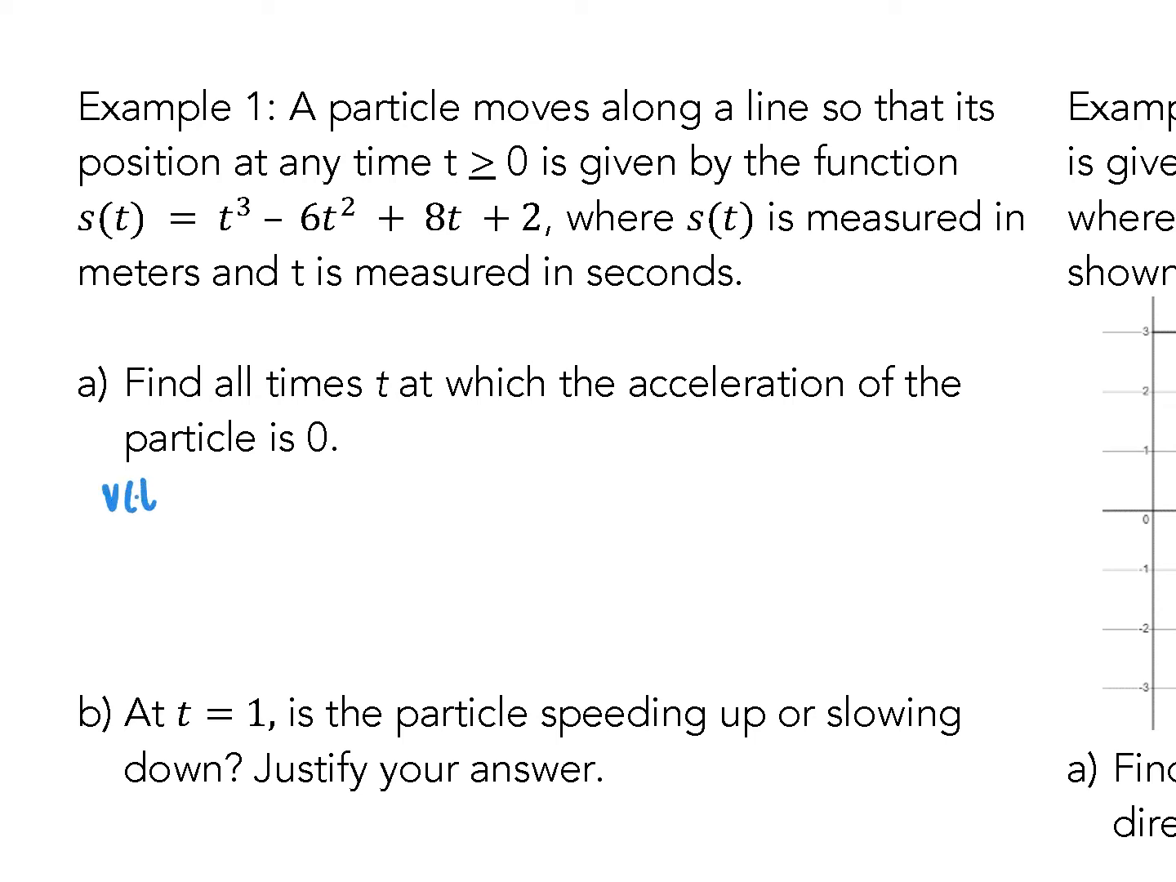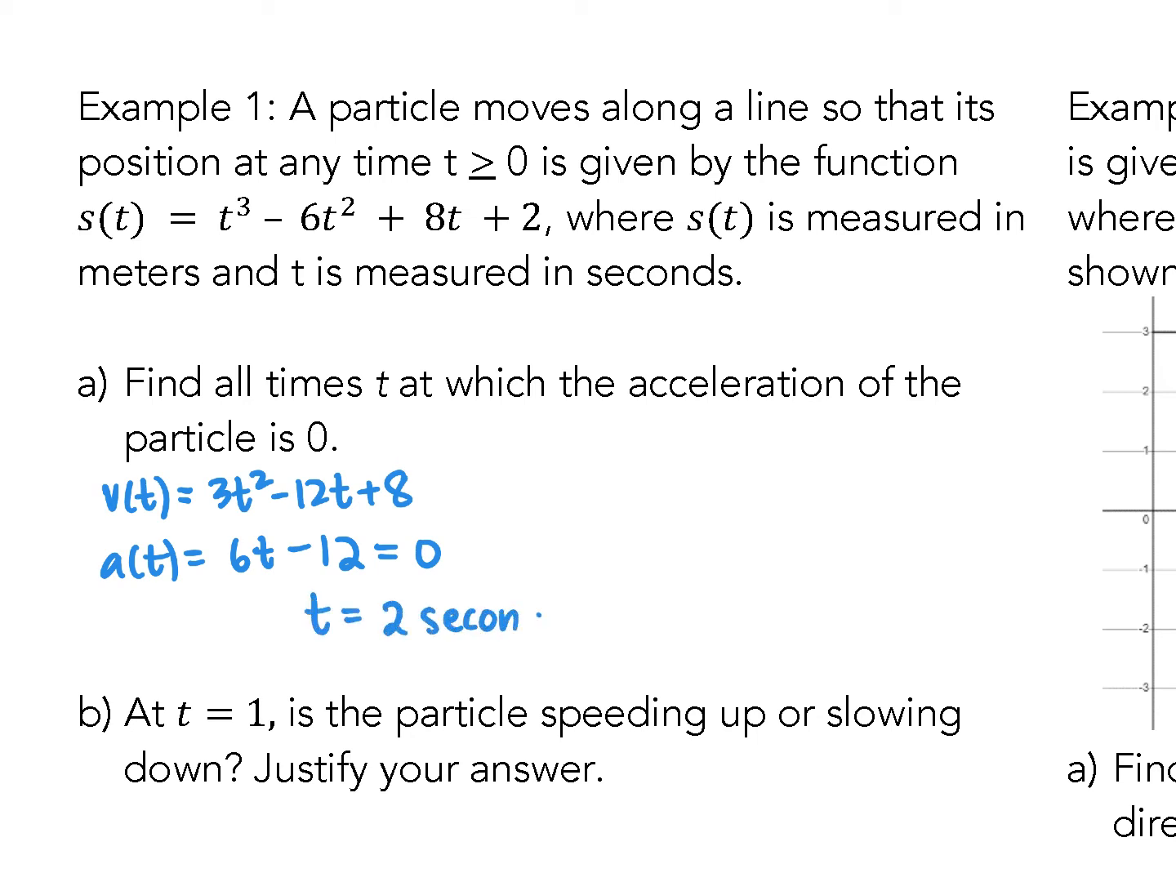So let's look for both the velocity and the acceleration. So our velocity is going to be 3t squared minus 12t plus 8, and the acceleration 6t minus 12. And the time when the velocity would be equal to 0, we just set our velocity equal to 0. Time is 2 seconds, so that does not require any justification.